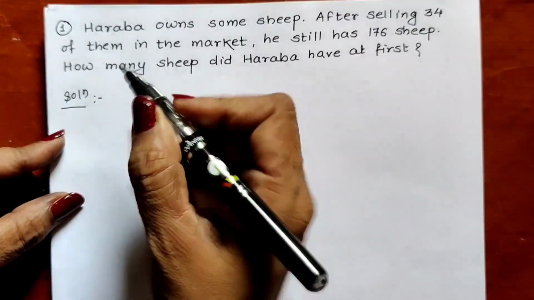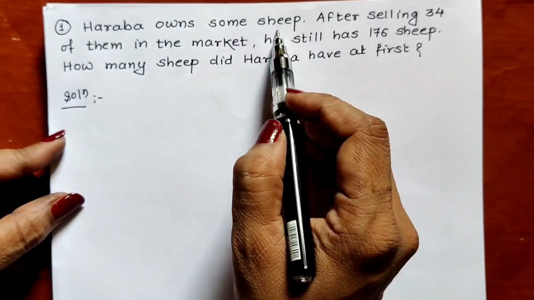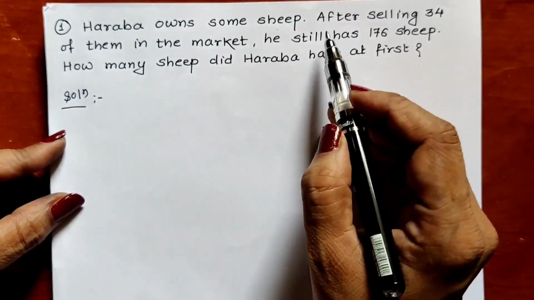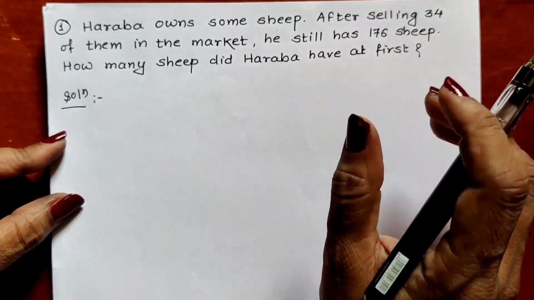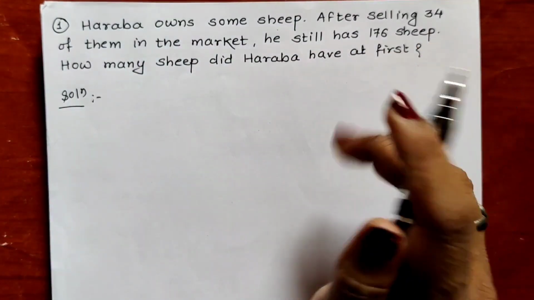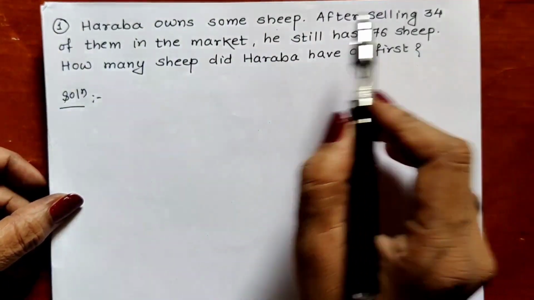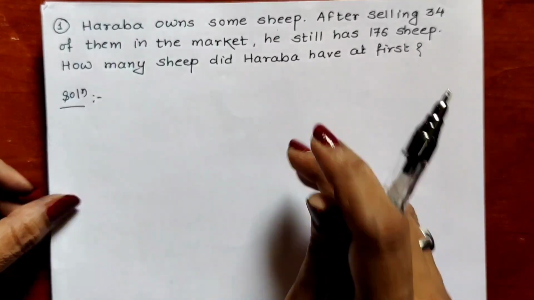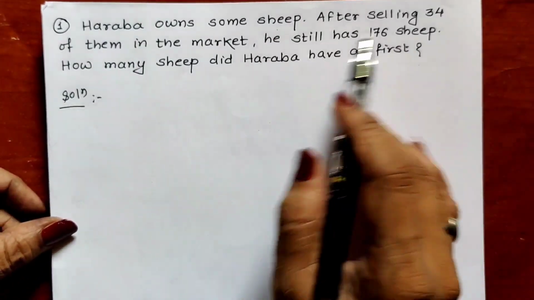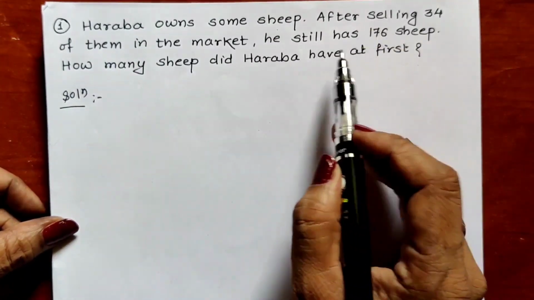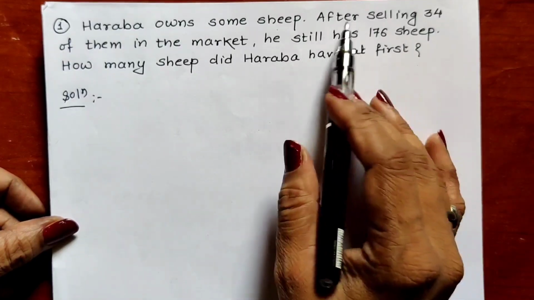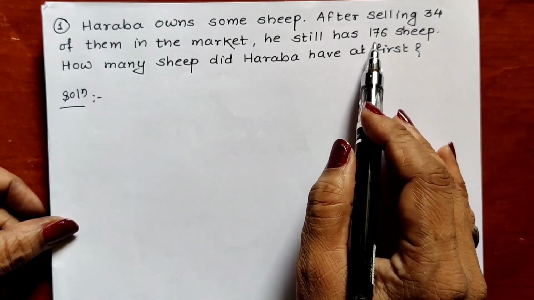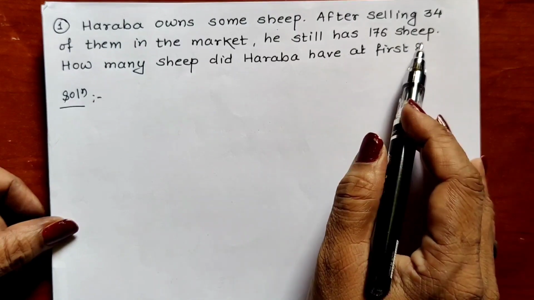Let us read the question. Haraba owns some sheep. Okay, he was having some sheep. We don't know how many total number of sheep he was having. After selling 34 of them in the market, from the total number of sheep, he sold 34 sheep in the market. So after selling those sheep, he was having 176 sheep.